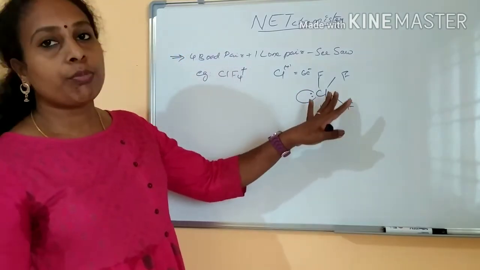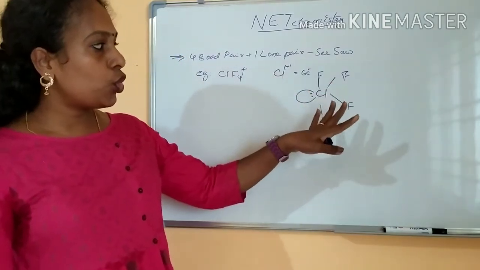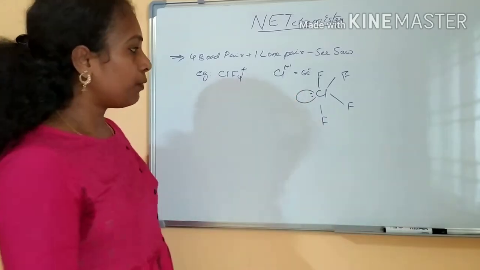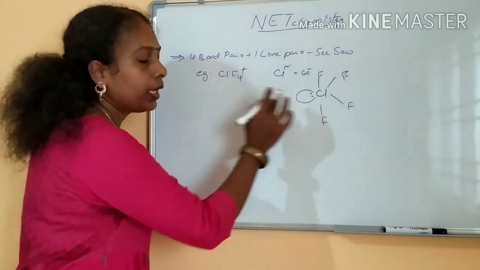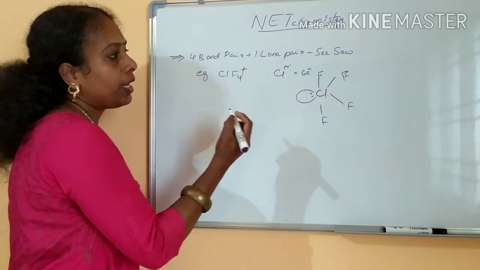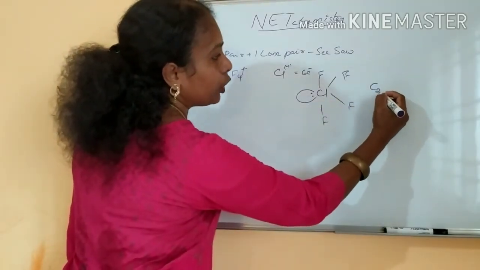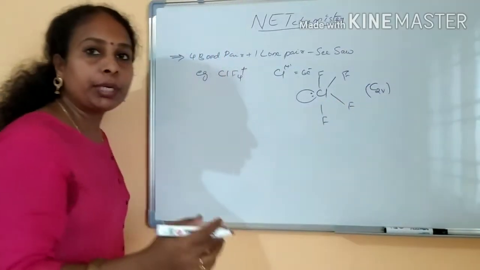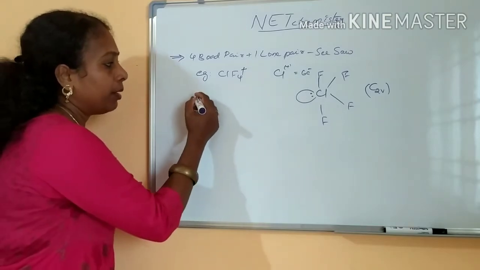This is the shape of the molecule, seesaw shape. 4 bond pair plus 1 lone pair present. The molecule will be seesaw shape and belongs to the C2v point group, and you know the symmetry operations. One more example I am writing.